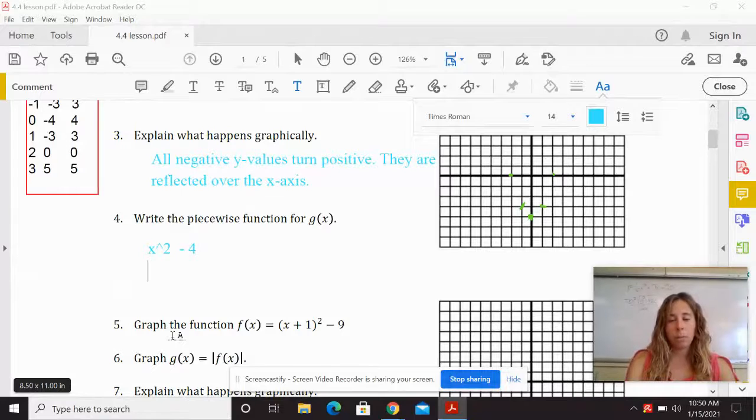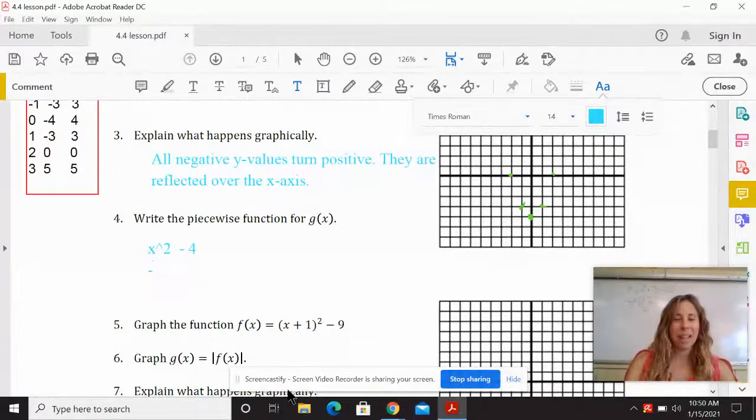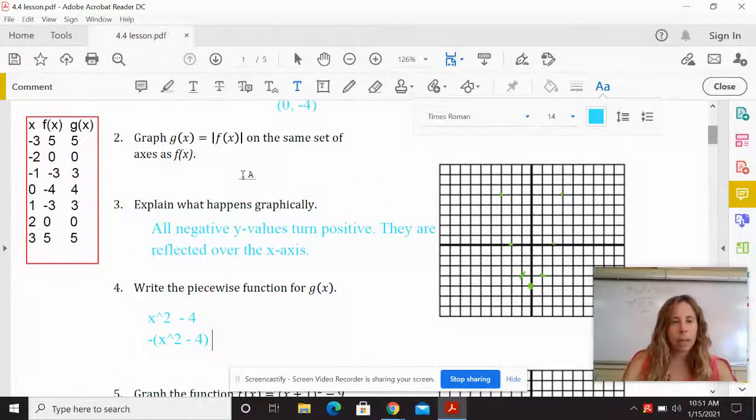So there it is. It's negative x squared minus 4. It is the opposite. So that's the second part. That's because it is the opposite. So if you looked at your table, the second part is right here. So all of them become the opposite. So that's why you put the negative sign.